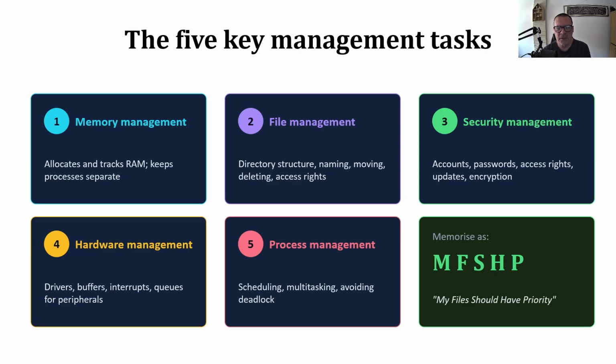Number 5 is process management. So a process is a task, a program that's running and its associated data. So it has to manage that process, has to schedule them, decide when they're going to run, allow multitasking, allow more than one process to be running, even on a single CPU, and avoiding situations where you get deadlock.